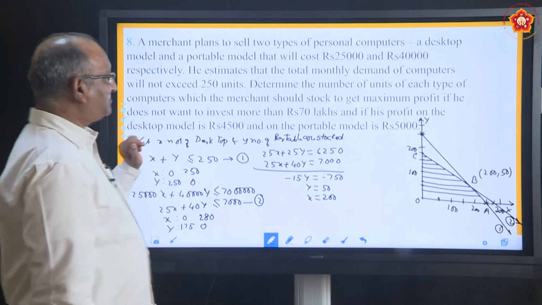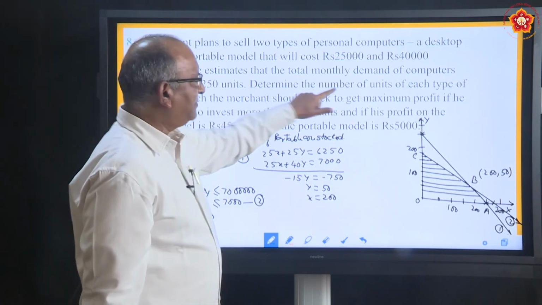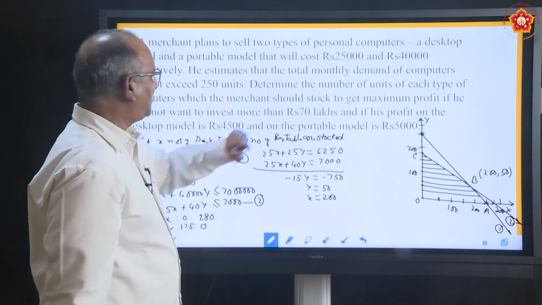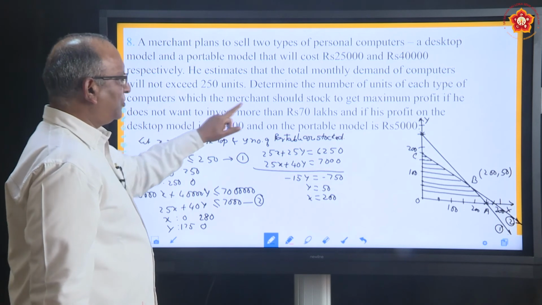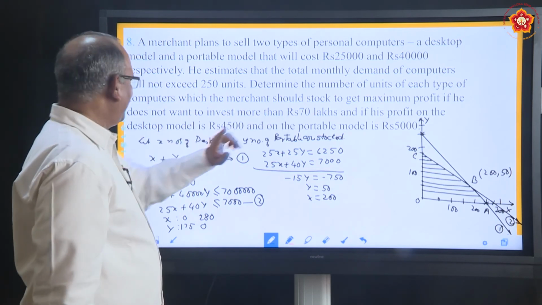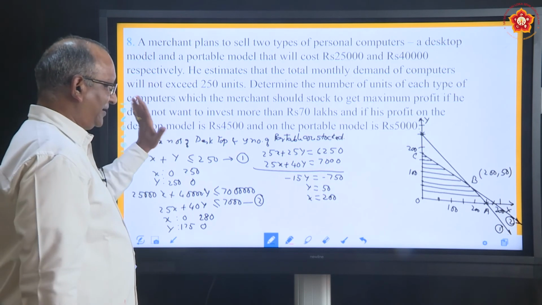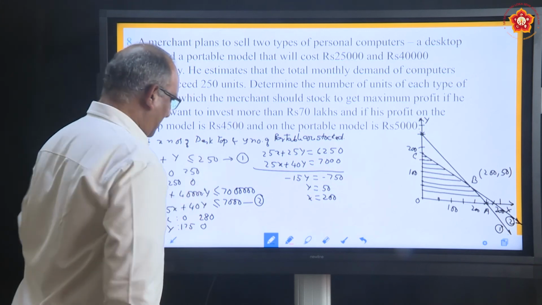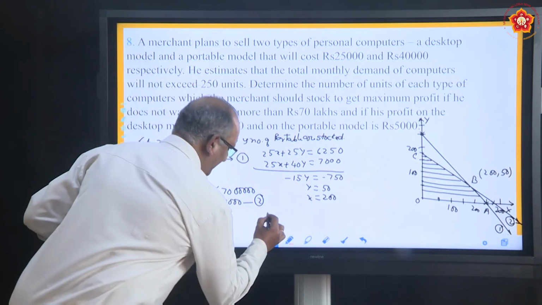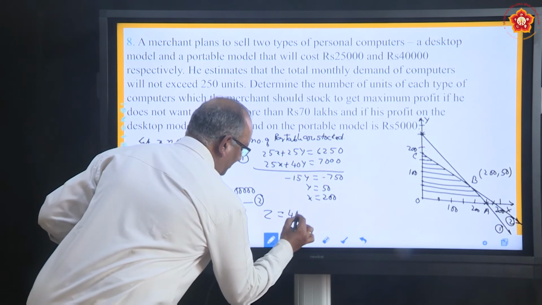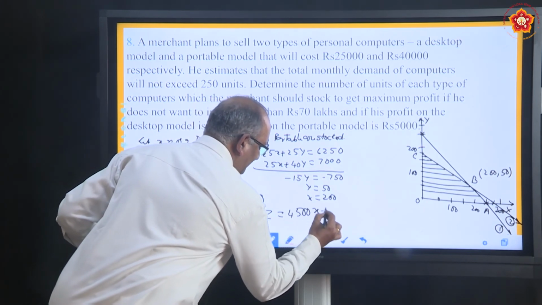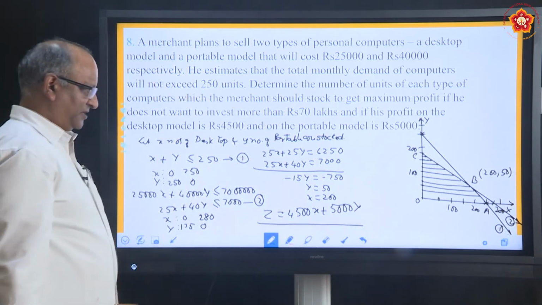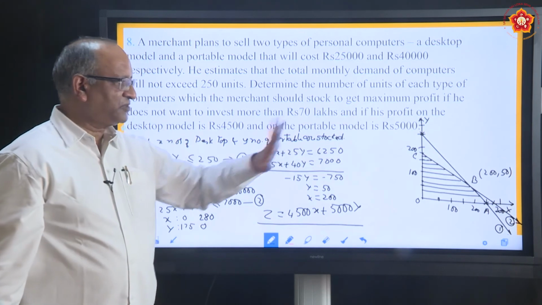What is the profit which he is making? He says determine the number of units of each type of computers which the merchant should stock to get a maximum profit if he does not want to invest more than 70 lakhs and if his profit on desktop is 4500. So profit on desktop is 4500, on portable it is 5000. So we can say that Z is equal to 4500x plus 5000y. This is the optimization function. In this particular one, we have to substitute the corner points.